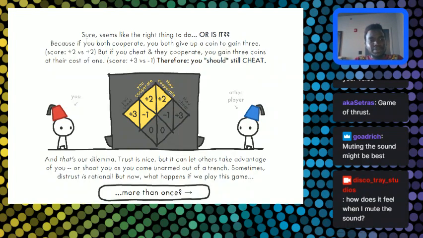Oh, is it? Because you both cooperate, you both give up a coin to gain three. Score 2-2. But if you cheat, they cooperate, you gain three coins at the cost of one. Therefore, you should still cheat.